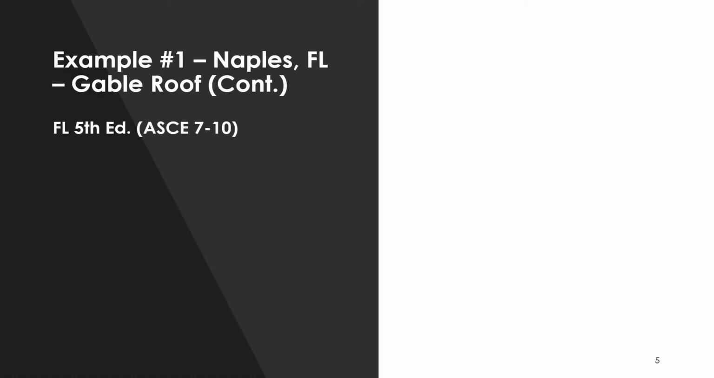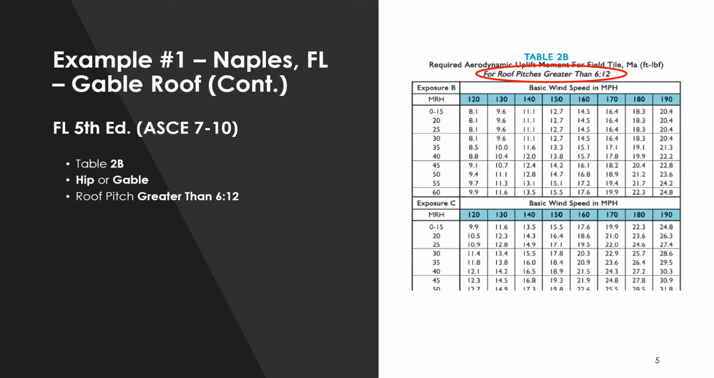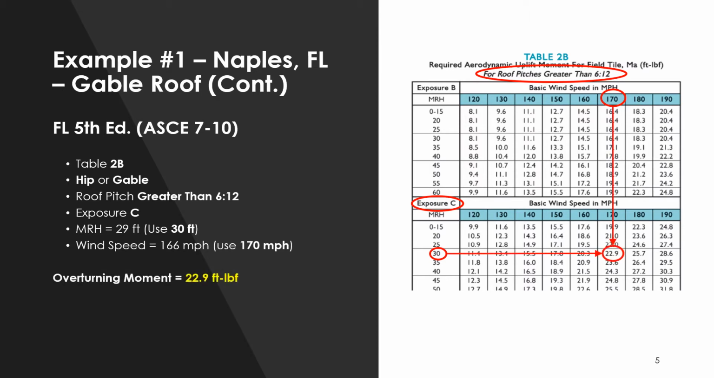When using the 5th edition manual to the previous standard of ASCE 7-10, we would use table 2B for roof pitches greater than 6:12, because we said it was going to be steeper than 6:12. And it doesn't matter whether it's a hip or gable roof. We look at exposure C, that section of the table, and we had a mean roof height of 29 feet. We always round up to the next nearest number on the table, so that would be 30 feet. And we do the same with the wind speed of 166 miles per hour and round up to 170 on the table. Then we look at the table and we find an overturning moment value of 22.9 foot-pounds force.